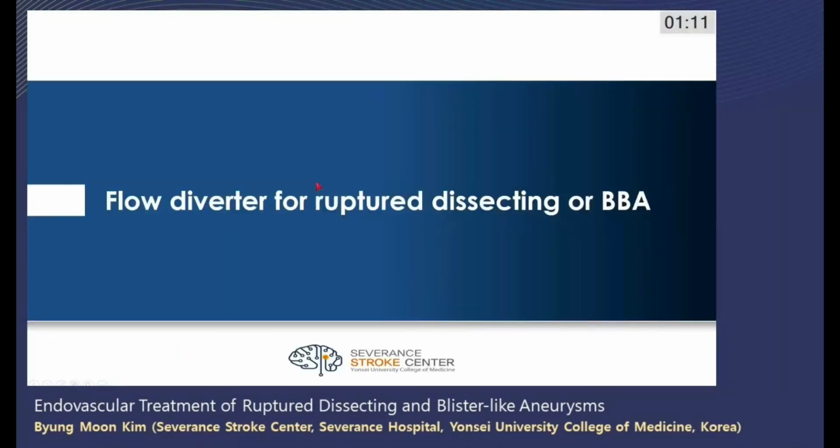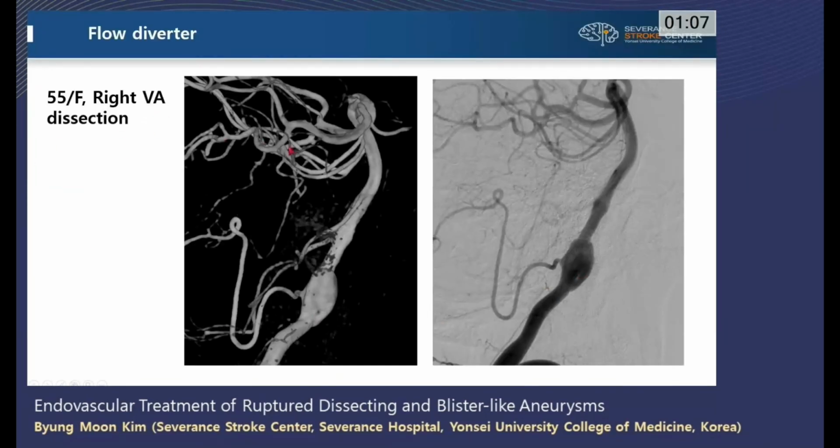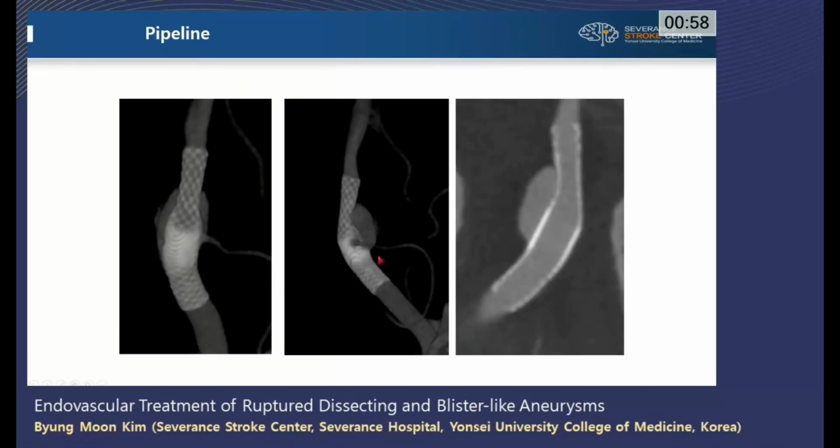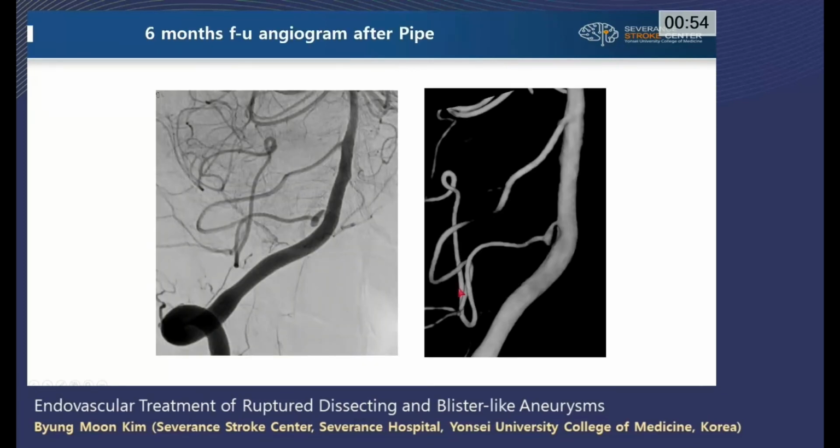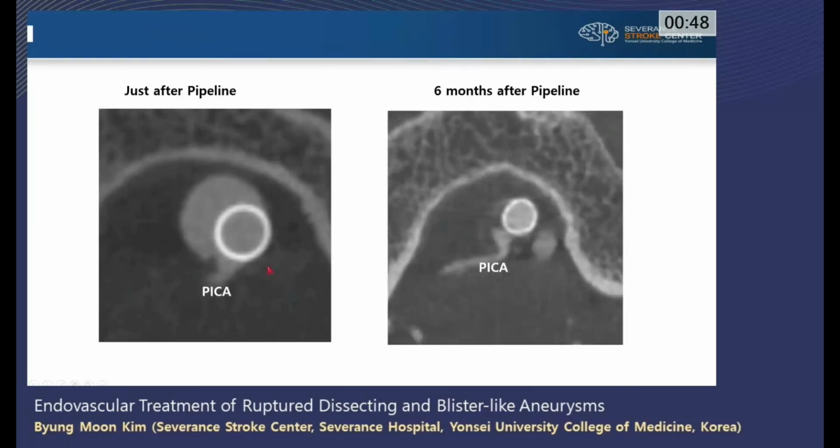Now moving on, flow diverter for ruptured dissecting or blood blister-like aneurysm. This dissecting vertebral aneurysm involves the PICA origin, pipeline insertion. This is images after pipeline insertion. The 6 months follow-up control angiogram shows complete reconstruction, saving the PICA origin. This is flat panel CT just after pipeline. This is 6 months after pipeline insertion.